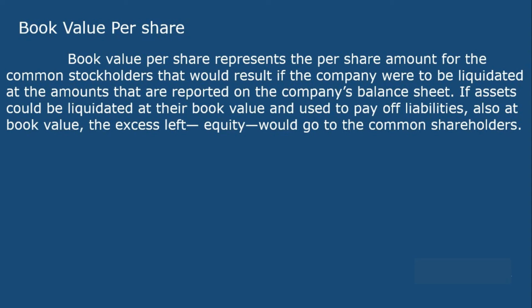Book value per share. Book value per share represents the per share amount for the common stockholders that would result if the company were to be liquidated at the amounts that are reported on the company's balance sheet. If assets could be liquidated at their book value and used to pay off liabilities also at book value, the excess left in equity would go to the common shareholders.